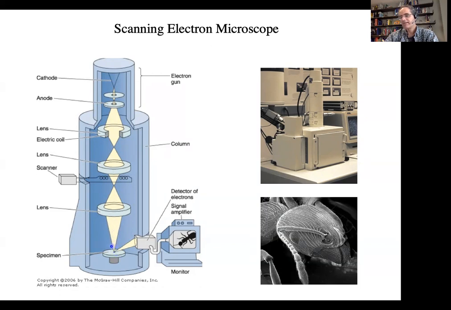Okay? Once the electrons hit the sample, some electrons are scattered off in all directions. These are called secondary electrons or backscattered electrons. And then we have an electrode over here, or at some place, which captures some of those electrons. And we measure the current of electrons as the beam is raster scanned across the sample, just as I mentioned before. And in doing so, we can build up an image, like this lovely image here of an ant head. Wouldn't you want to wake up with that next to you in bed in the morning?